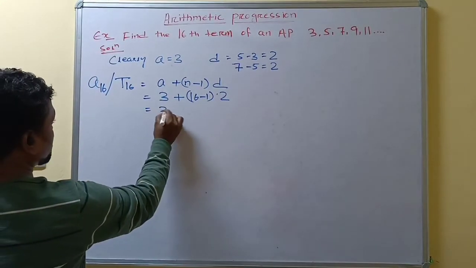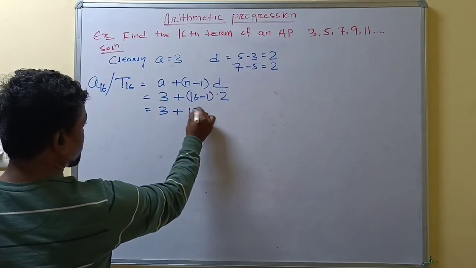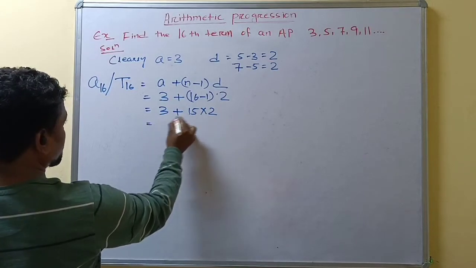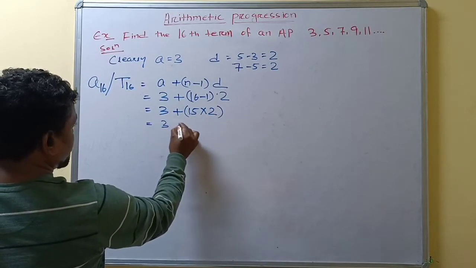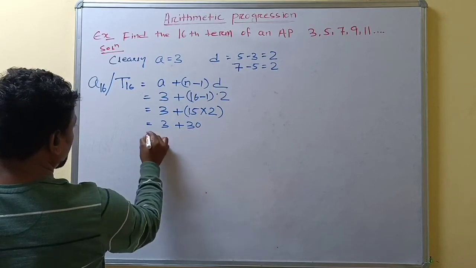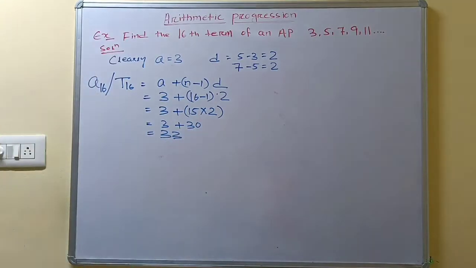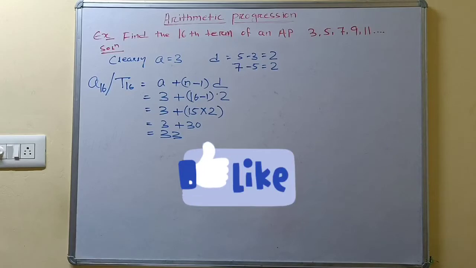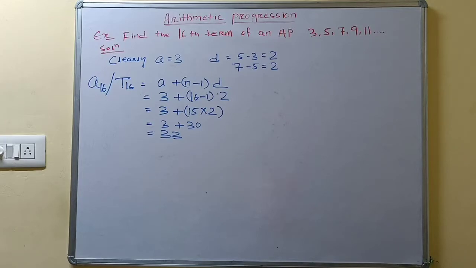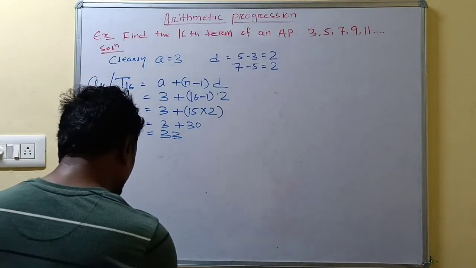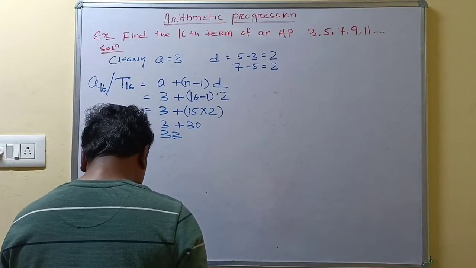So it will become 3 plus 15 into 2, so it will become 3 plus 30. It will become 33. You understand, students? Here in this process, by using the formula Tn equals a plus (n minus 1)d, we will evaluate the terms. Okay. If I discuss one more question, then I will discuss.